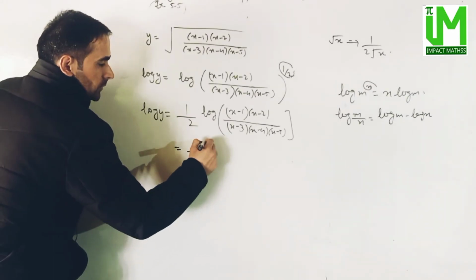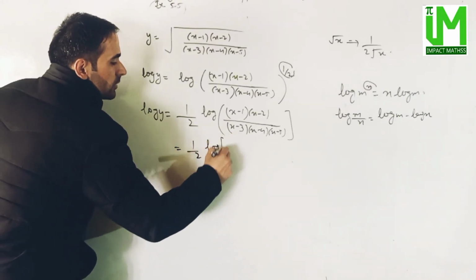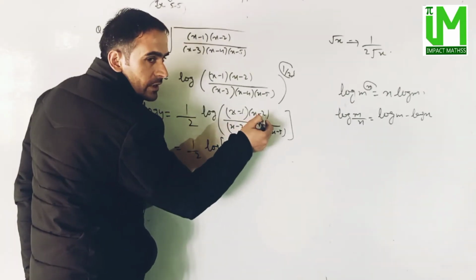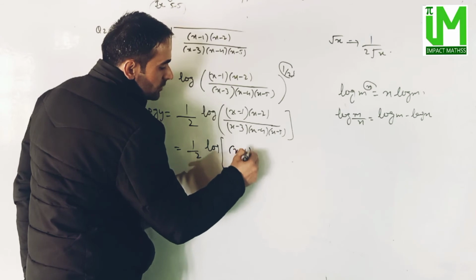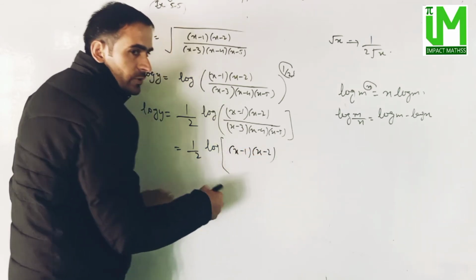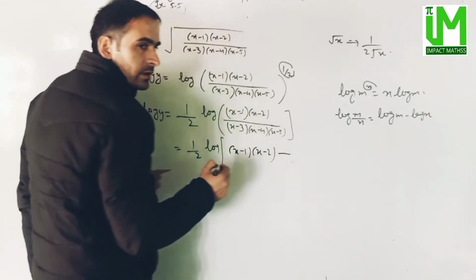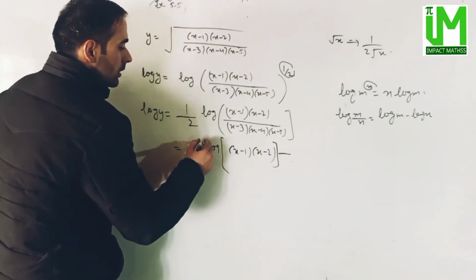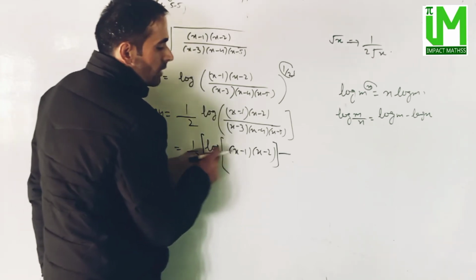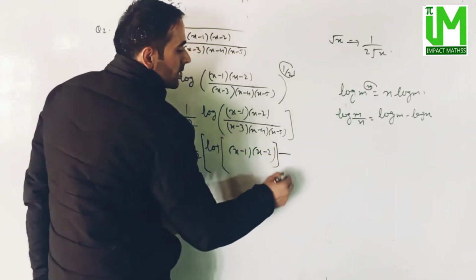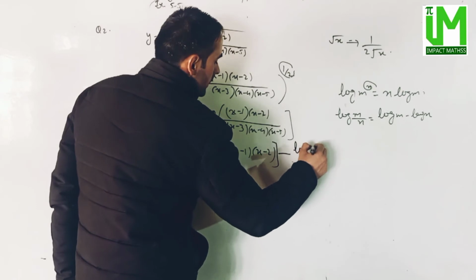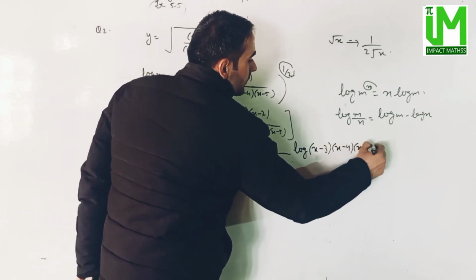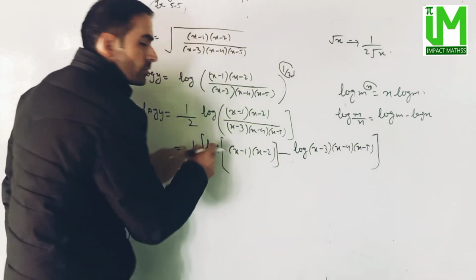So 1 by 2 as it is, so it will be log of m. What is m here? It is (x−1) into (x−2). Minus, again, 1 by 2 multiplied with log of n. So log of m minus log of n. What is n? (x−3)(x−4)(x−5), again multiplied by 1 by 2.